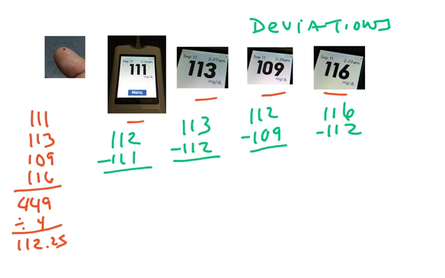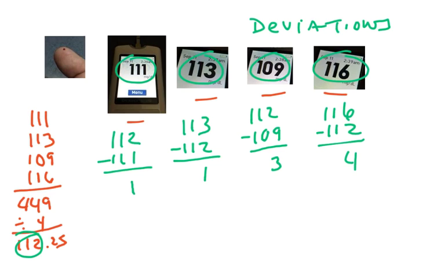So what I'm doing is I just want to find out how far I am away from the average. I don't care whether it's too high or too low. I just want to see how far it is off. So I'm always taking my larger number minus my smaller number. Whichever is larger, I'm just going to subtract the smaller from the larger. So in this case, my deviation is 1. Here my deviation is 1. Here my deviation is 3. And here my deviation is 4. So those are the deviations.